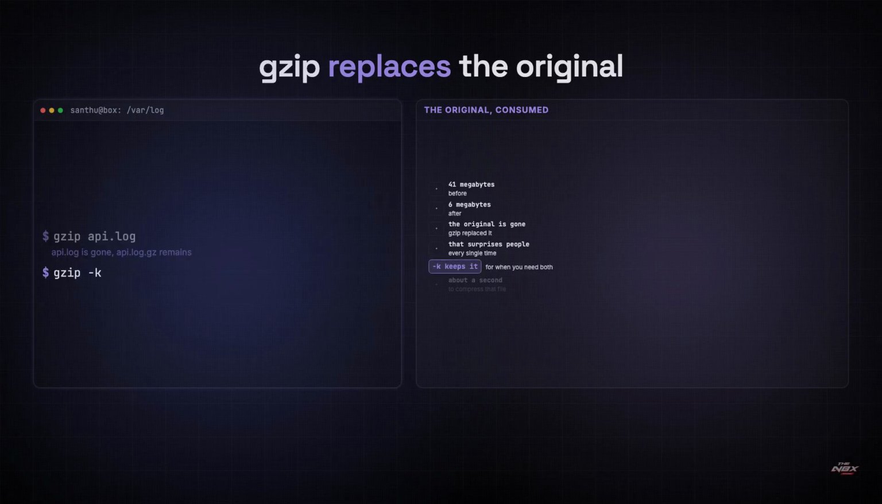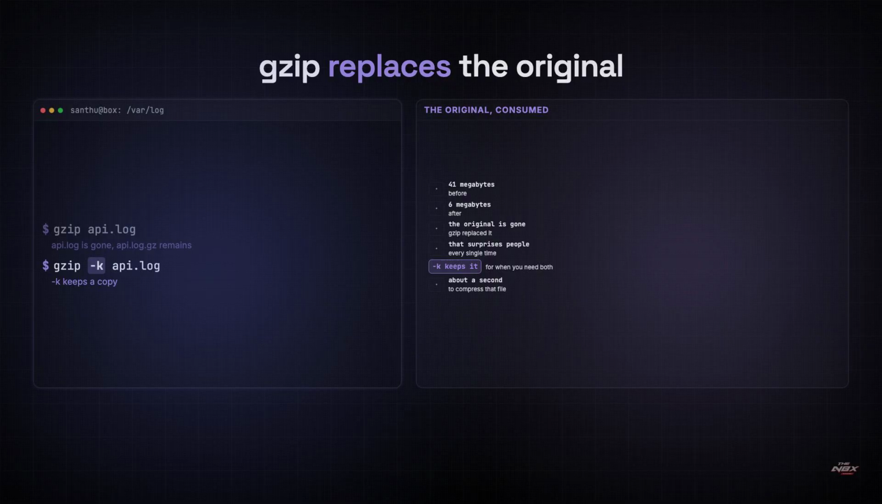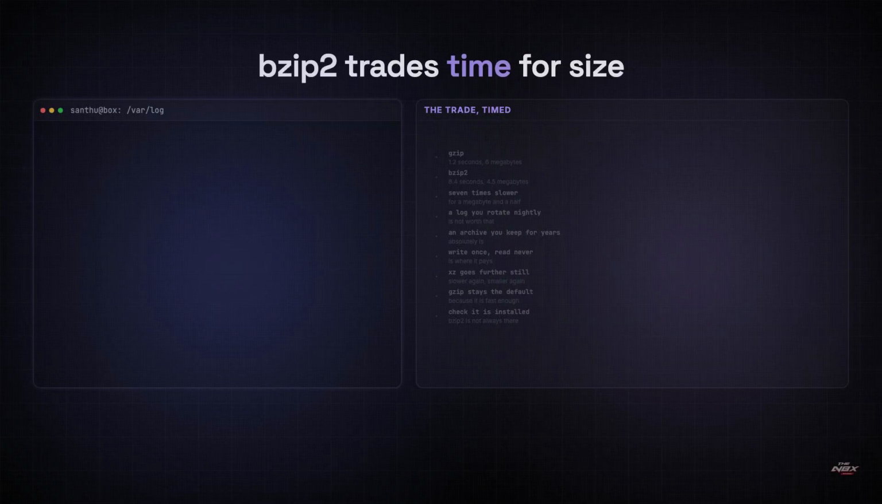So add -k for keep, and both files survive. And it's quick. That took about a second. gzip replaces by default, so learn -k before you need it rather than after. Use -k whenever a script downstream still expects the original file to be there. gzip is fast, and for almost anything you compress, it's good enough.